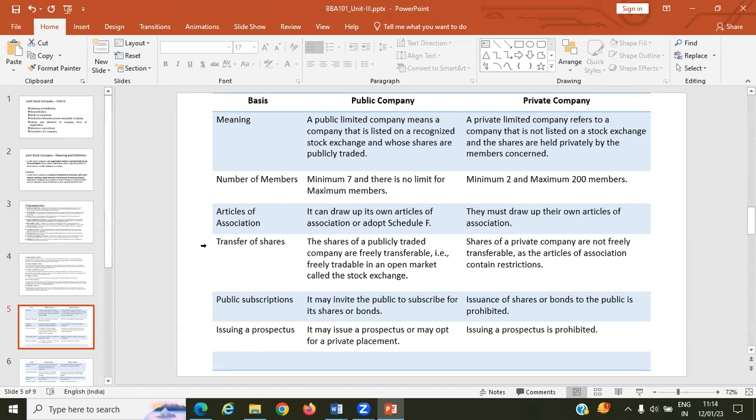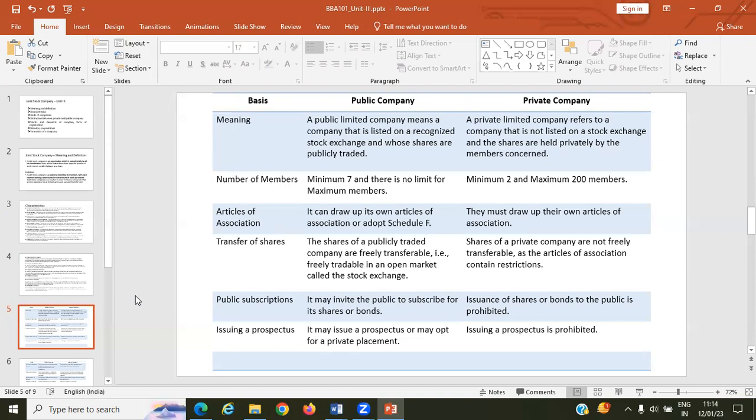There are some differences between public company and private company. We discussed them in terms of members, transferability of shares, articles of association and their meaning, and their issue status. On that basis, there are some differences between a public company and a private company. And there are some differences between a company and an organization.